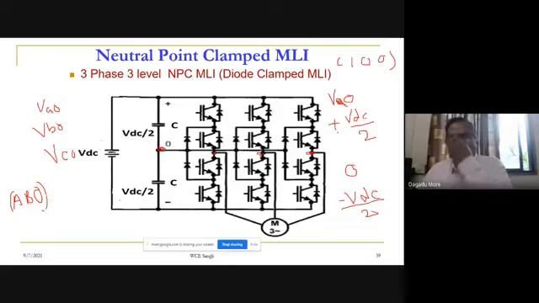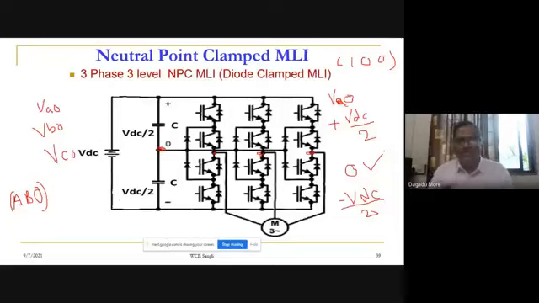In case of two level, how did we represent the switching of the switches? 1 means upper switch on, 0 means lower switch on. That logic we have made here, particularly one leg, one device is on, other leg. So how we get the switching states of this, and how we get these voltage levels plus VDC by 2, minus VDC by 2, and 0, we will discuss next time.